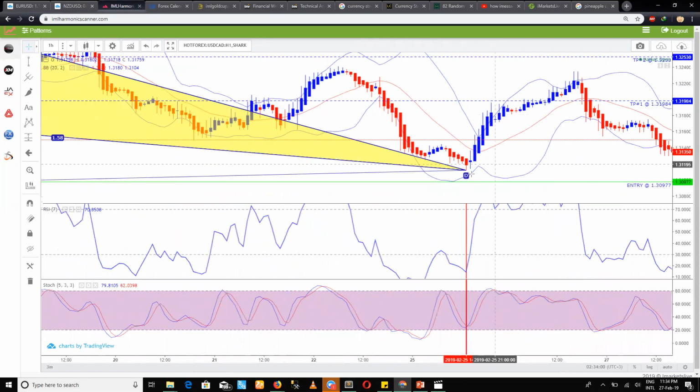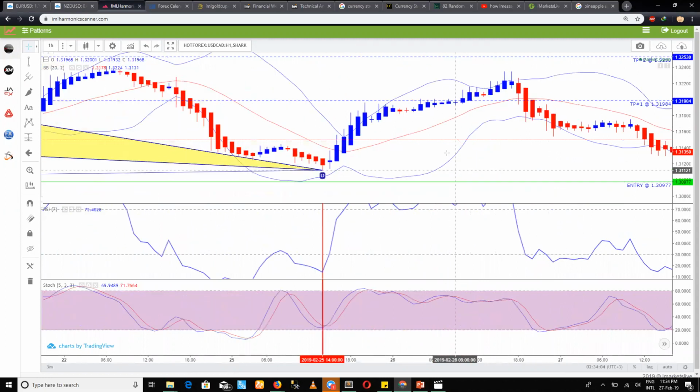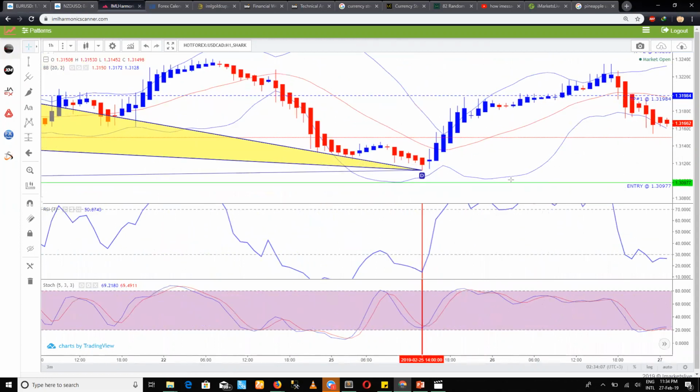Guys, can you see this? Right after D, what do we see? Right after D, let me zoom this in so that we see this well. Right after D, what do we see? A doji. And right after the doji, what do we see? A flat bottom. So you remember what I was talking about?